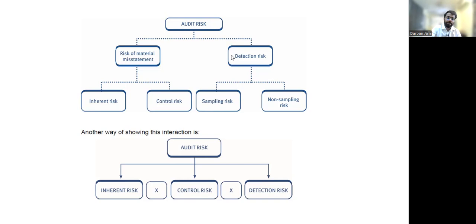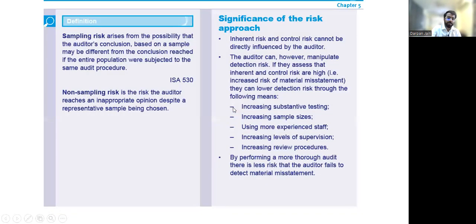So let's read about sampling risk. It's given on the next page. Come here. See, sampling risk. What is it?